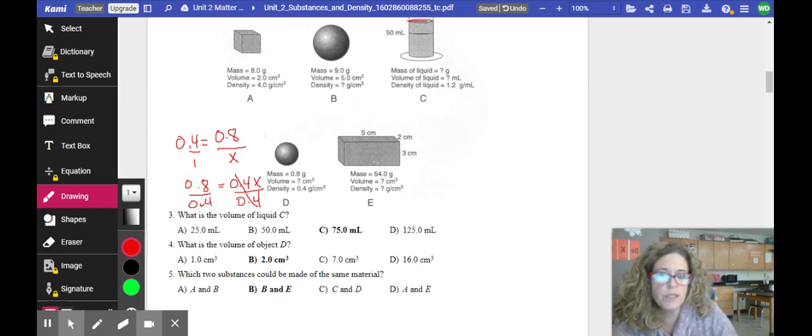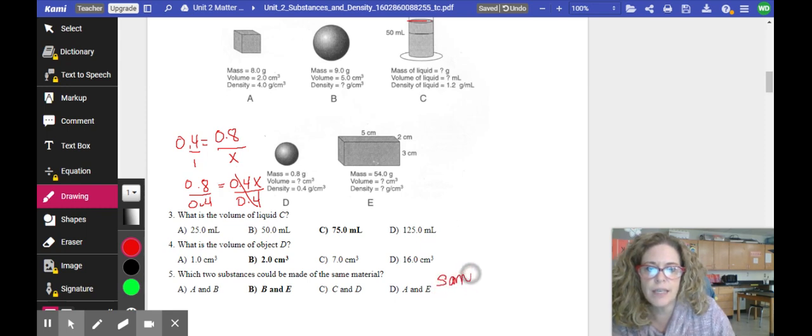And then which two substances can be the same material? Well, you're going to have to do the math on all those materials. So B and E have the same density, because you can use the density to identify material, so the same density.